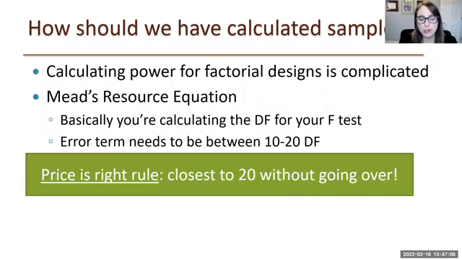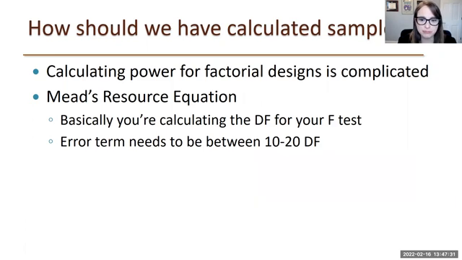In our paper, we call this the Price is Right rule. If you're from the United States, it's a game show where it's the closest without going over. I found that quite amusing. But really what we're trying to do is get as close to 20 degrees of freedom in our error term without going over, because if we go over, it means that we are potentially wasting animals.